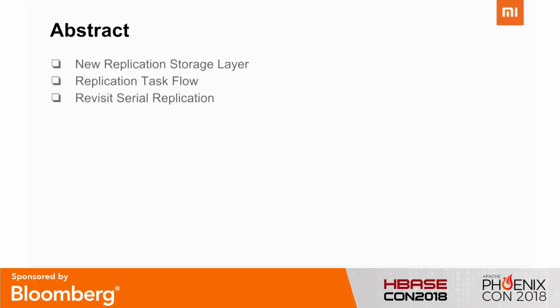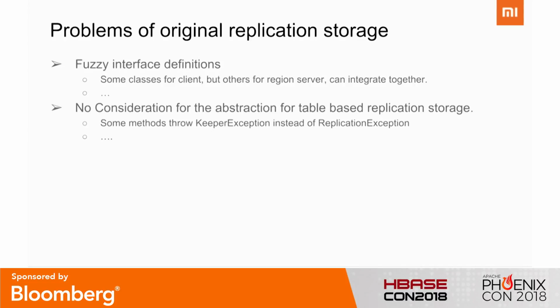In the first section, we introduce the new replication storage layer to store the replication metadata, such as replication peers and replication queues. Also, we refactored the replication task flow, and this is section 2. Finally, I will introduce problems we found in the first version of serial replication, and how we fixed those problems. The first section: new replication storage layer. The original replication storage has these problems.